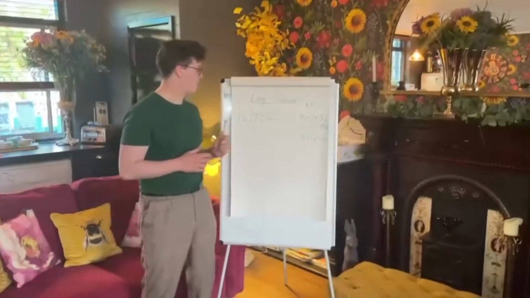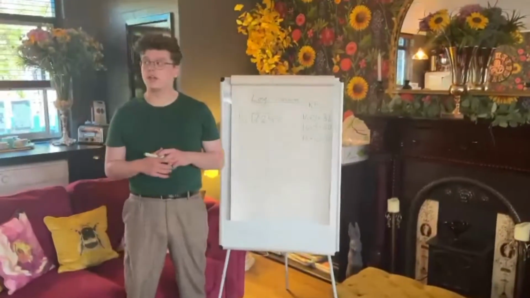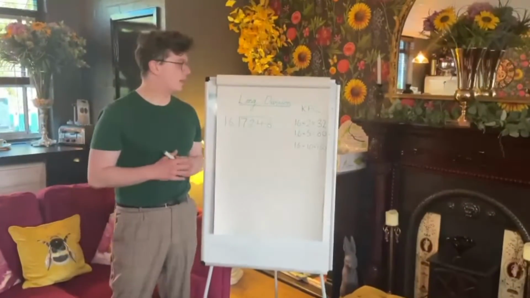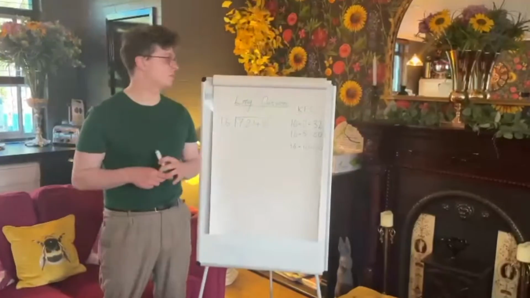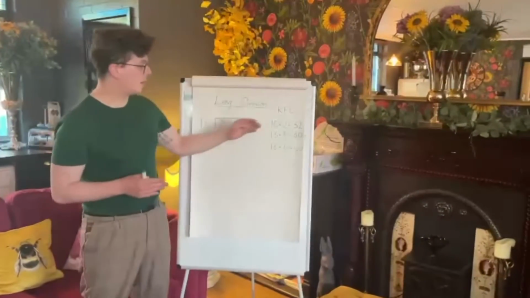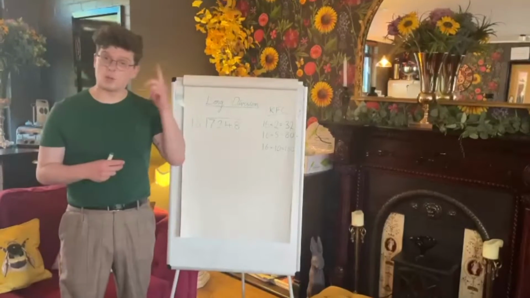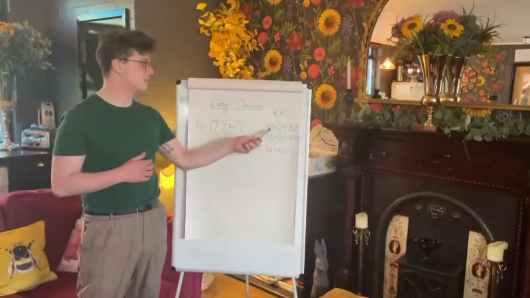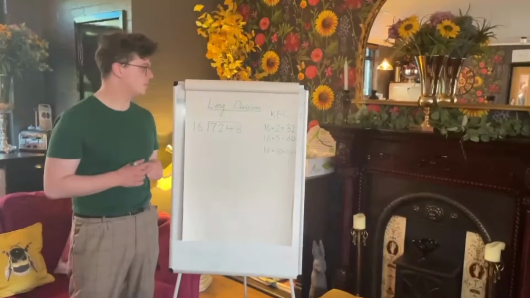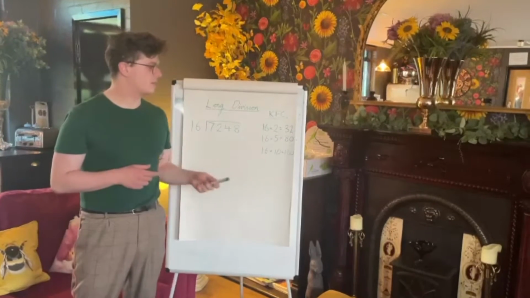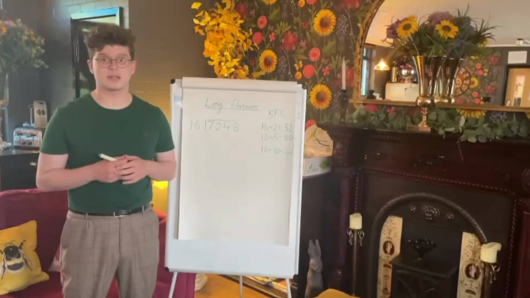So here, I've got 7,248 divided by 16. On the side here, we have what is known as our key fact chart, or KFC. Here, I've written down 3 multiplications of 16 that I want us to remember. So we first have 16 multiplied by 2, which is 32, 16 multiplied by 5, which equals 80, and 16 multiplied by 10, which equals 160.